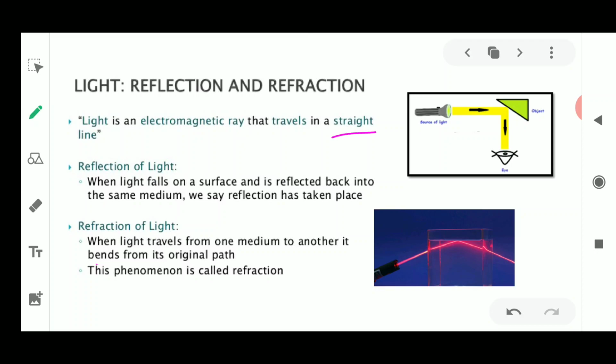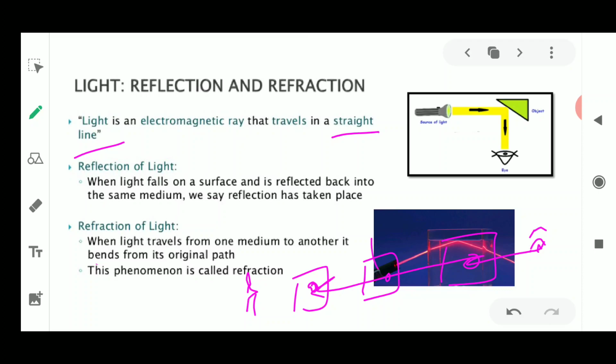Now, light travels in a straight line. This is another property of light. How could you prove that it travels in a straight line? In the smaller classes you would have seen an experiment where you keep 3 cardboards one after another, pierce a hole in the center of each cardboard, keep a candle on one side, and observe the candle from the other side. Then you are able to see the candle through these holes.